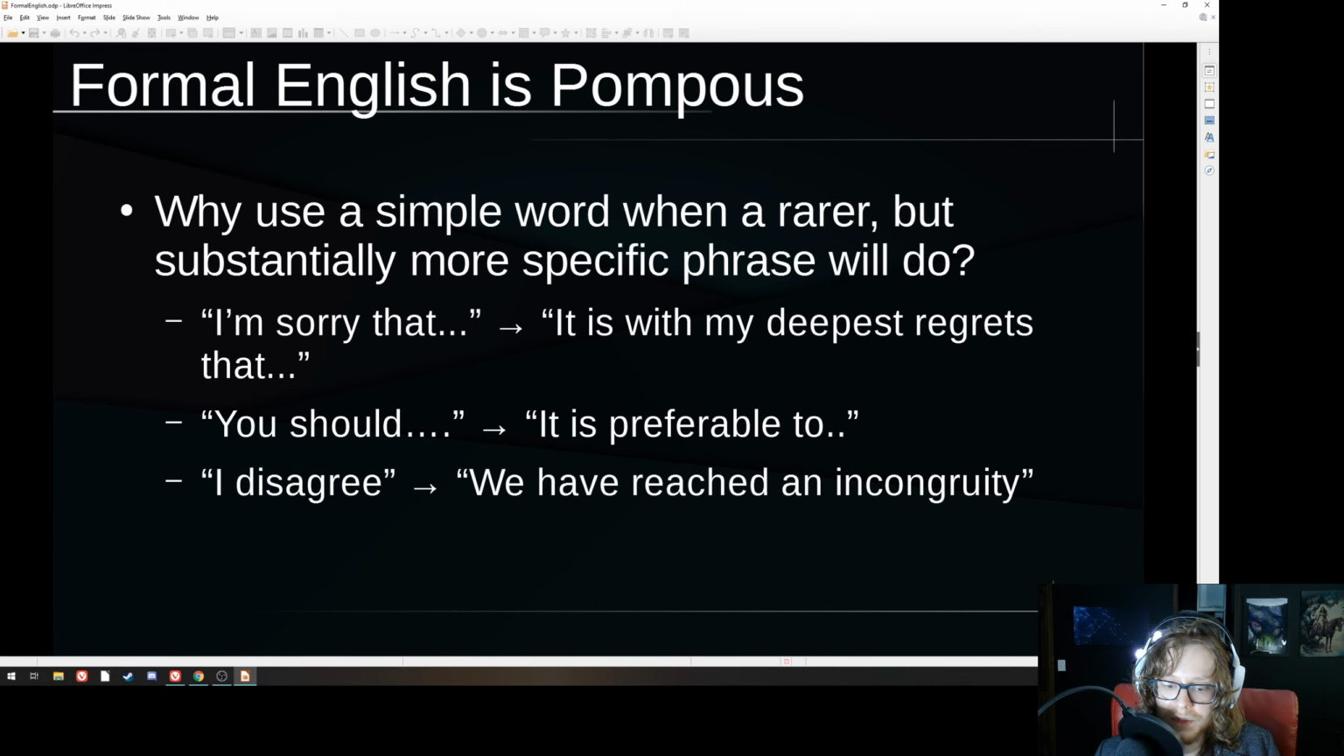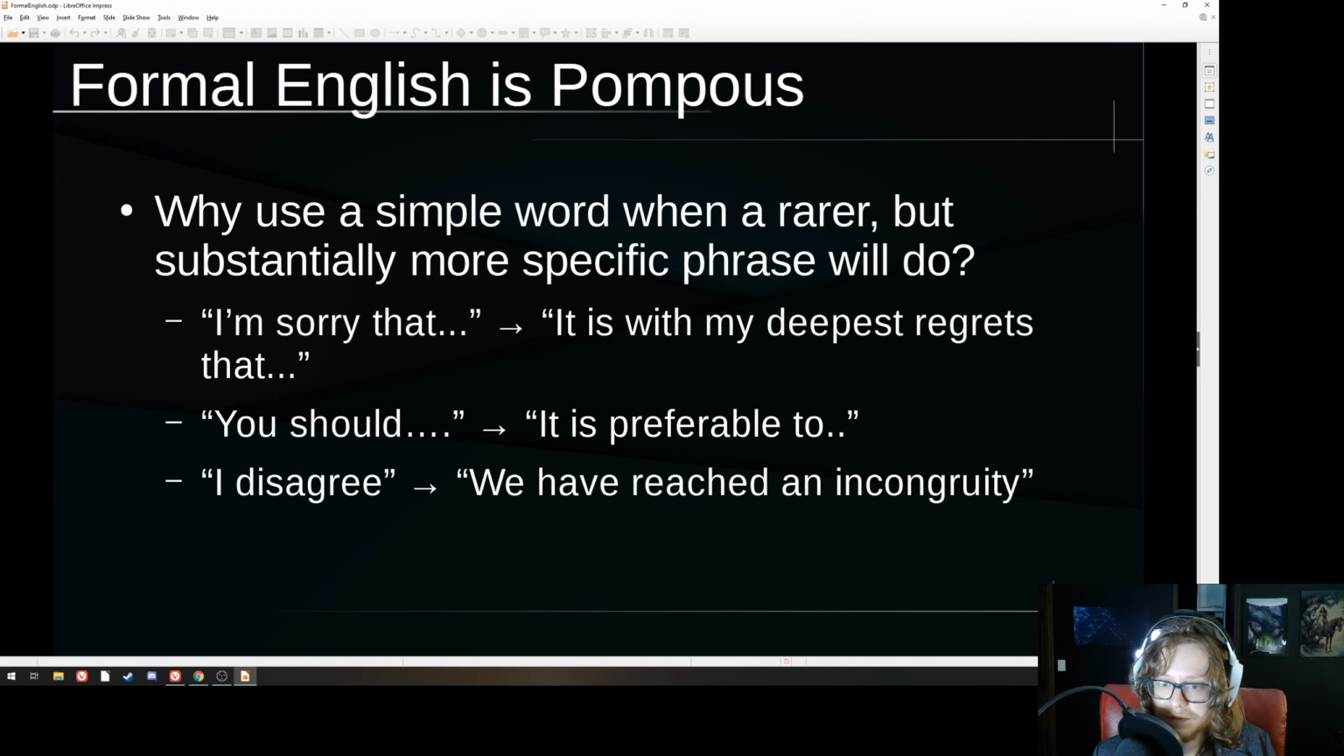You could be assuming guilt in that case. It is with my deepest regrets does not really assume any guilt. It also, I'm sorry, doesn't tell the reader whether or not you have any regrets, whether you feel any guilt or shame for whatever it is you're sorry for. Well, clearly you have regrets if you say it is with my deepest regrets. These phrases have different meanings, and the latter is much more specific and obviously also much longer and much harder to understand.